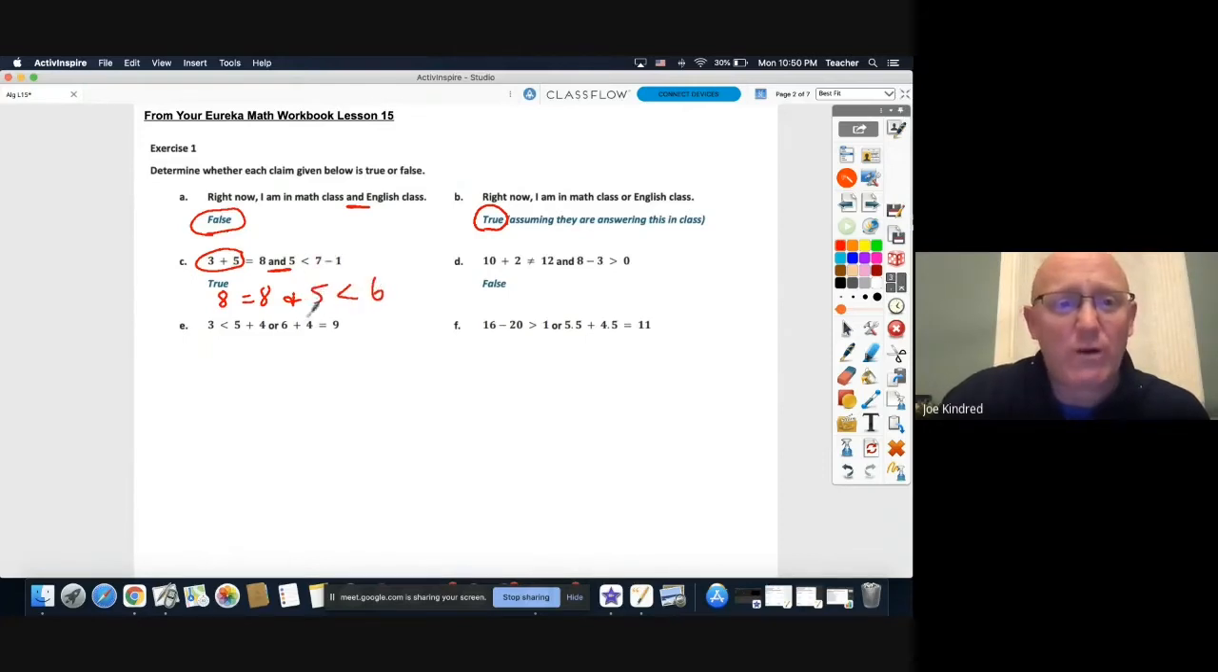And what about this? 5. Is that less than 7 minus 1, which is 6? And that's true as well. So because both are true, we could say that this is a true statement.